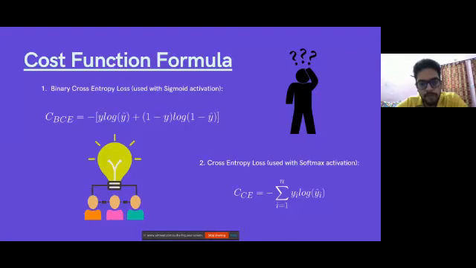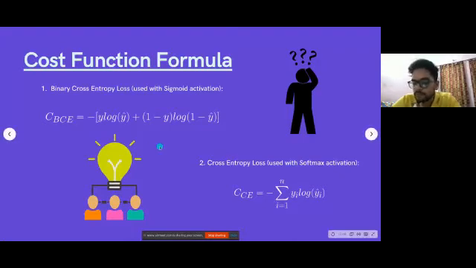Now if y hat is close to 0, log of it will be low, and when we negate it, it will become high, which we want because 0 is not the class we want. Now it is similar for when y is 0, and you can work it out yourself. I think you'll get it.